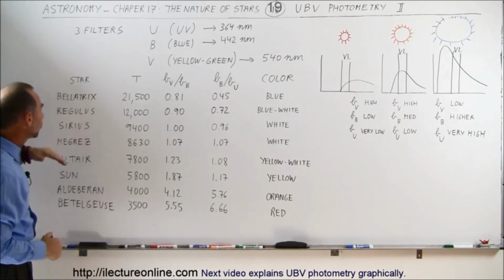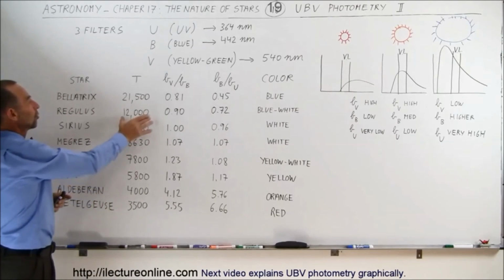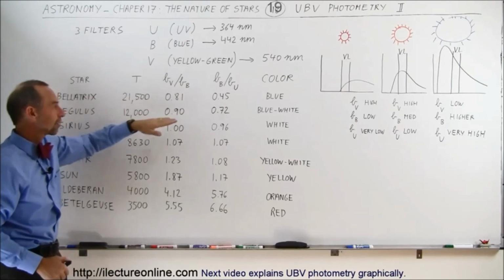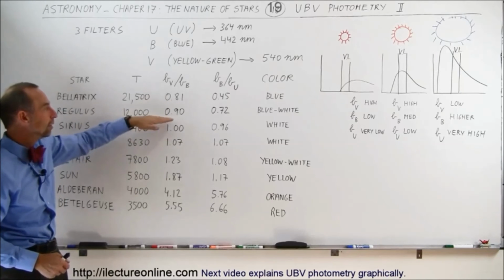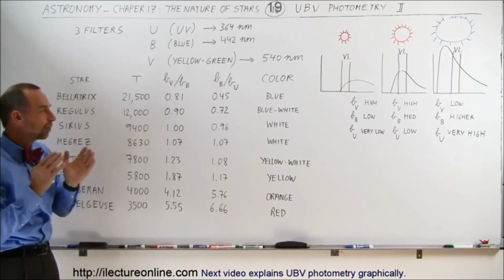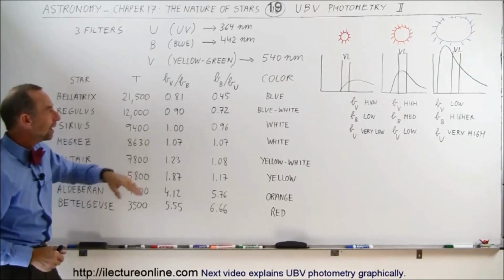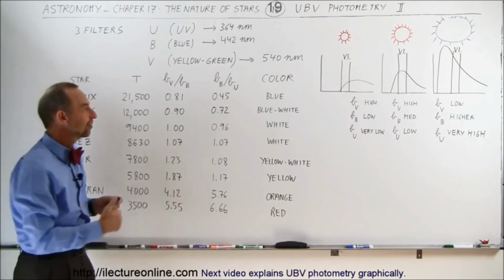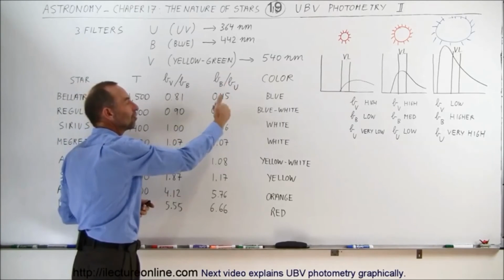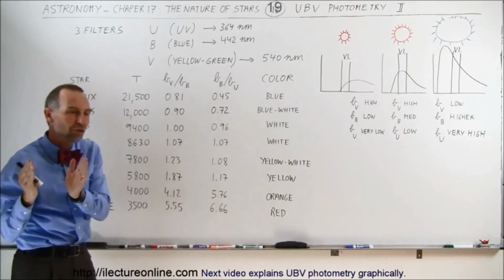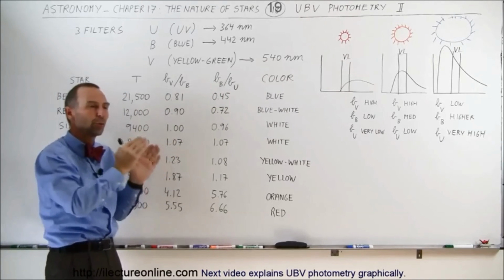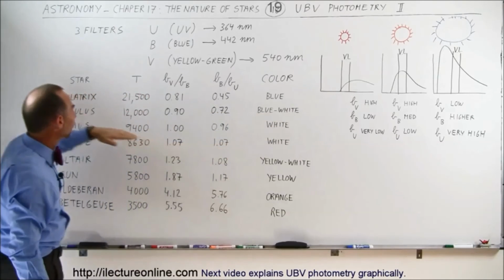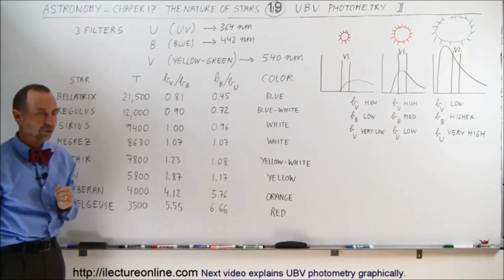The next star, Regulus, which is the brightest star in the constellation Leo, with a surface temperature of 12,000, has a ratio of the visible light spectrum to the blue light spectrum of 0.9. That's a little higher than 0.81. So that means a little bit more of the visible light is coming through relative to the blue light. And you can see that the ratio of the blue light to the UV is not as small. In other words, the UV radiation is not as predominant compared to the blue radiation, so it shifts a little bit more from the blue towards the visible light spectrum, and therefore is associated with a blue-white color, and a lower surface temperature.